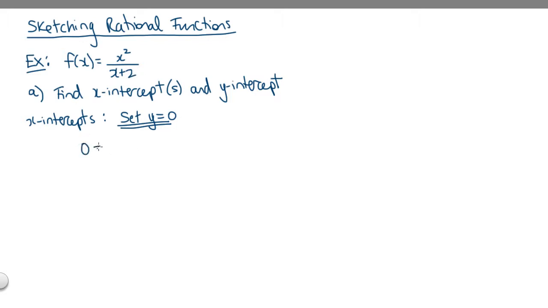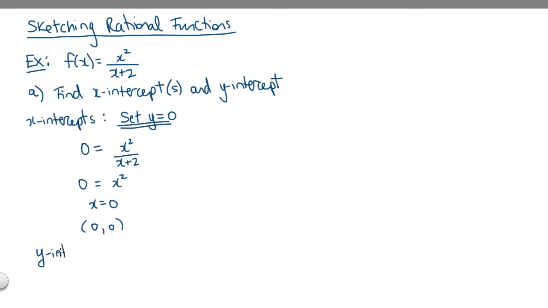So if y is equal to 0, then we've got 0 equals x squared over x plus 2. We can multiply both sides by x plus 2. We'll still have 0 on the left, and on the right we'll just have x squared now. So x squared is equal to 0. That tells us that x is equal to 0. So the only x-intercept that we get is the point (0, 0), where x is equal to 0 and y is equal to 0.